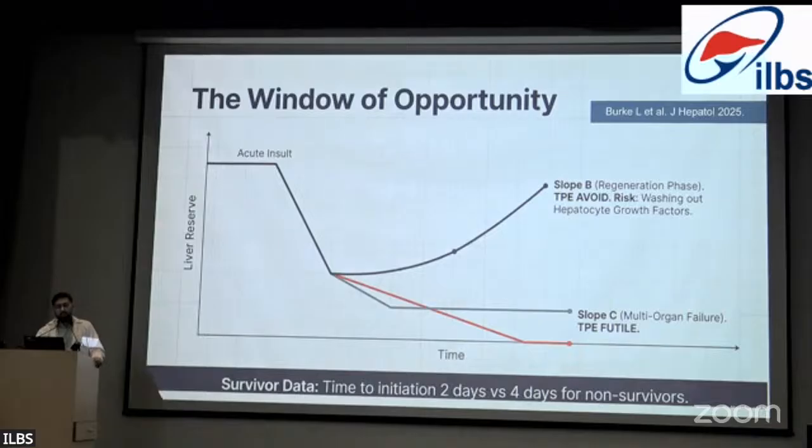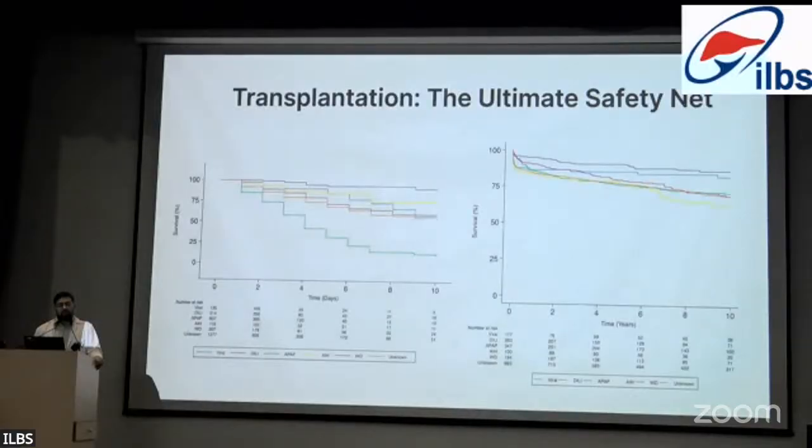This is a small article in JHEP in 2025. They have shown that early initiation within 2 days showed a survival benefit with CRRT, but not after 4 days. So there is a very small window of opportunity. Coming to liver transplant, it remains the standard of care as of now for acute liver failure and its ultimate safety net.